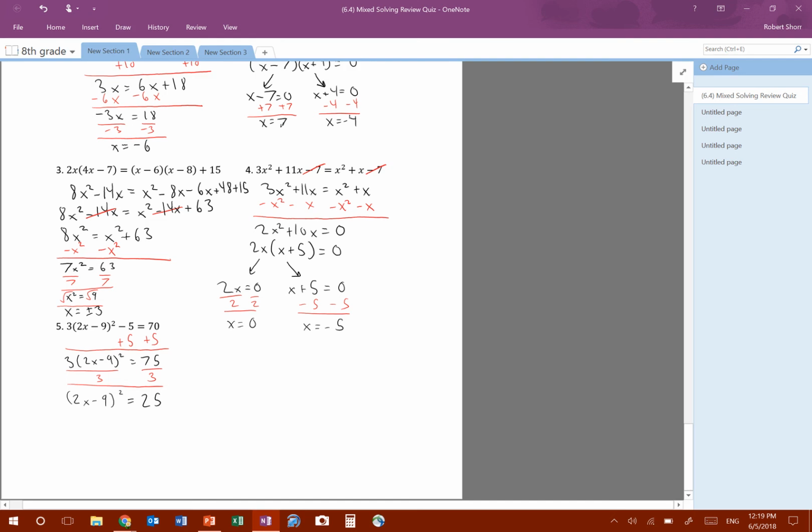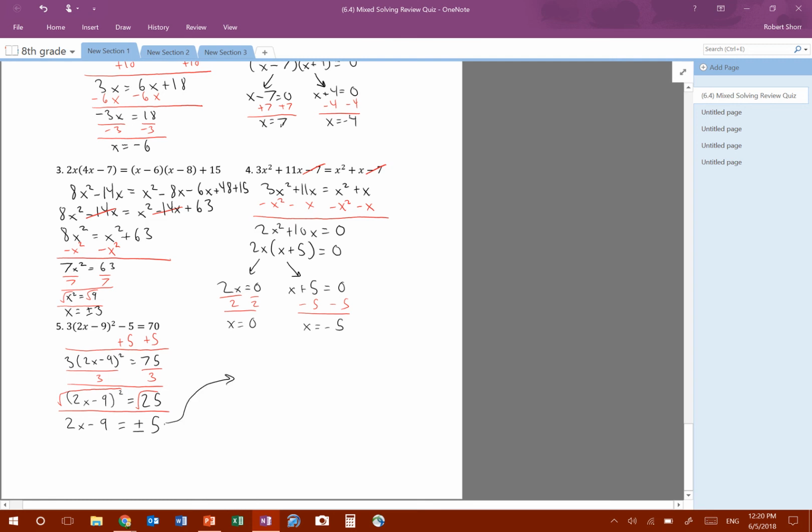When I square root the left, it cancels out the squared. So I get 2x minus 9. Square rooting 25 gives me plus or minus 5. A lot of you guys either just wrote 5 and then solved, or wrote 5 and then solved, and then put the plus or minus in at the end. But the plus or minus always comes after this step of square rooting both sides.